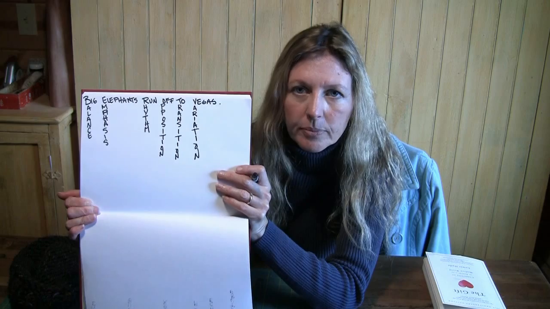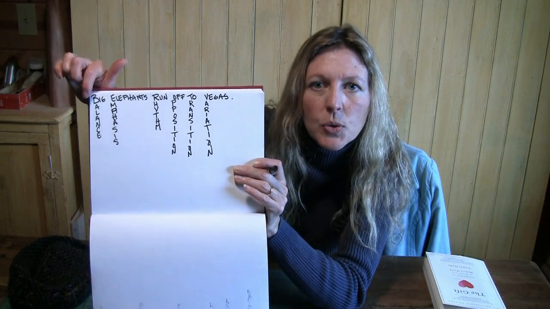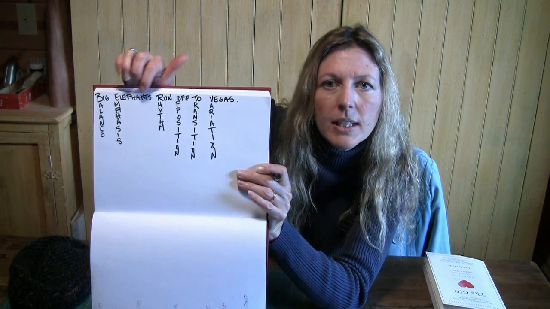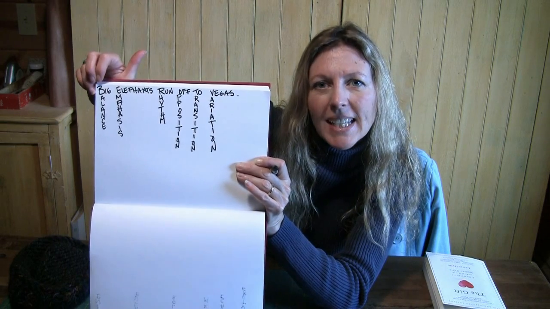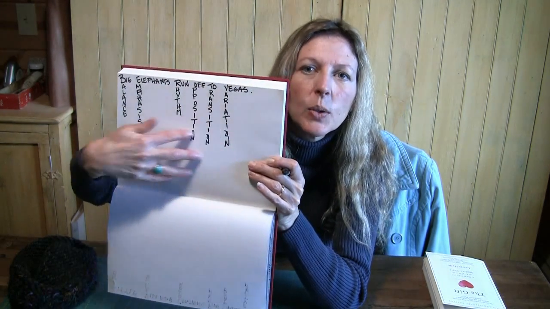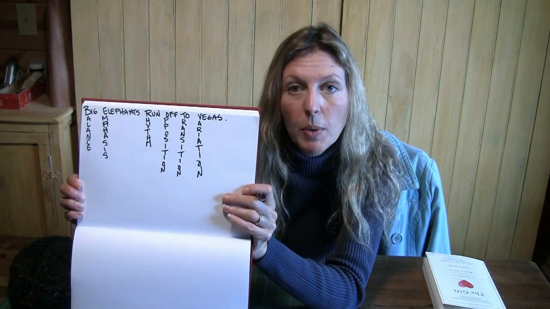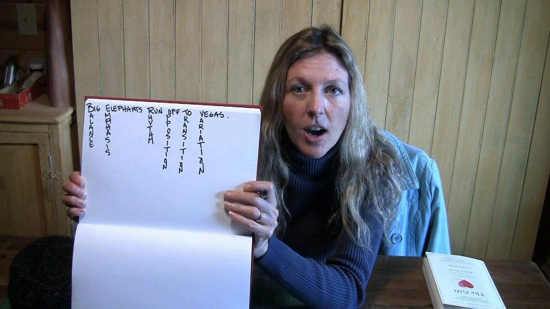Okay, so now try out drawing a picture of your sentence, big elephants run off to Vegas, below in your sketchbook and see what kind of image you come up with. Or do a mnemonic sentence that works for you and then draw it. Okay?